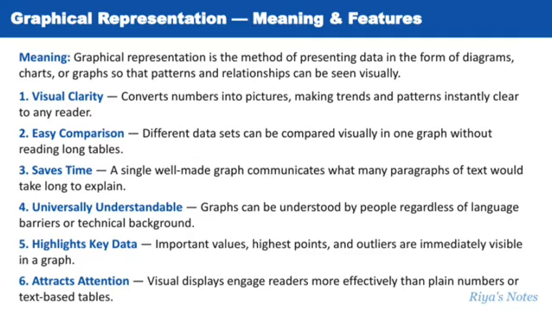Graphical representation. Meaning and features. Meaning: graphical representation is the method of presenting data in the form of diagrams, charts, or graphs so that patterns and relationships can be seen visually. 1. Visual clarity. Converts numbers into pictures, making trends and patterns instantly clear to any reader. 2. Easy comparison. Different data sets can be compared visually in one graph without reading long tables. 3. Saves time. A single well-made graph communicates what many paragraphs of text would take long to explain.